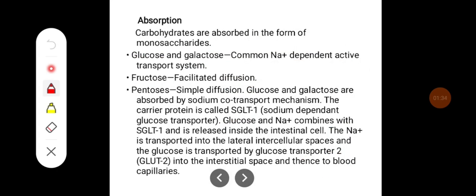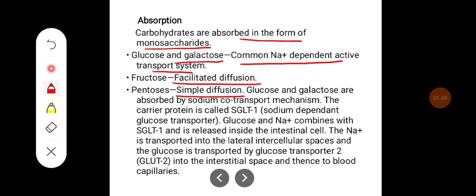Absorption of carbohydrates. They are absorbed in the form of monosaccharides. Glucose and galactose are commonly absorbed by the sodium-dependent active transport mechanism. Fructose is absorbed by facilitated diffusion, and pentose by simple diffusion.